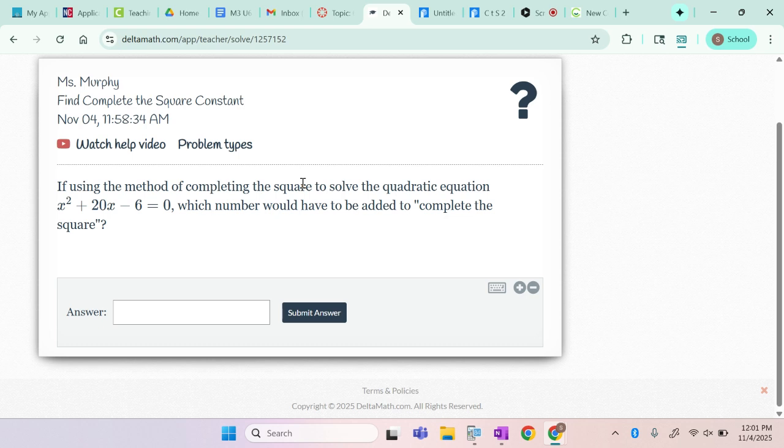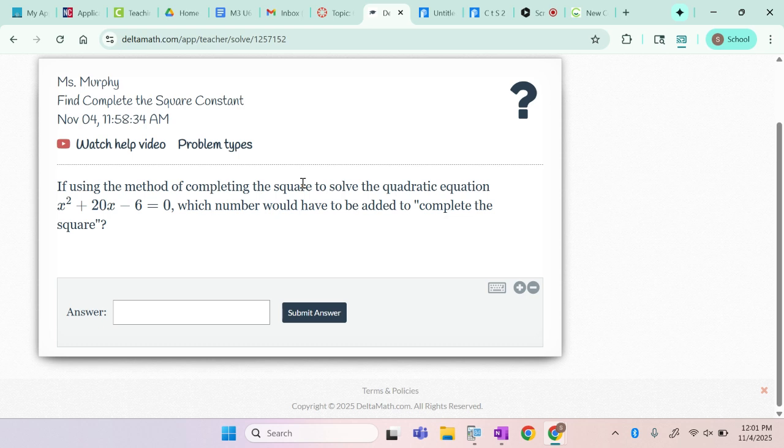And remember, whatever we add to one side, we have to do what? Add to the other to keep that balance. This will be x squared plus 20x plus 100 is equal to 106. So the answer to the question, what needs to be added to complete the square? That right there, 100. That's what we added to both sides of the equation in order to complete our square.